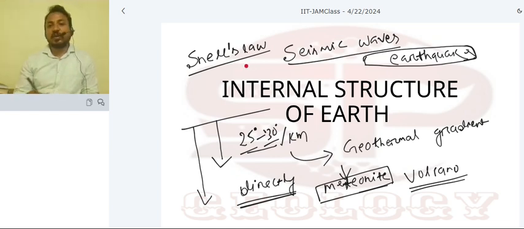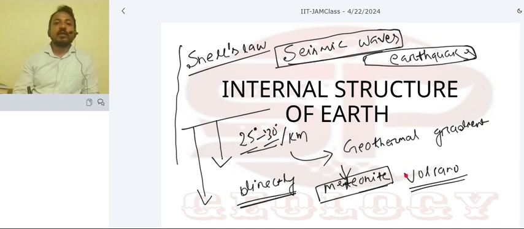Through this we know that when we study seismic waves, if the velocity decreases or increases, that will indicate a change in material or a change in layers. So whatever we know about the Earth's interior is from seismic wave study.